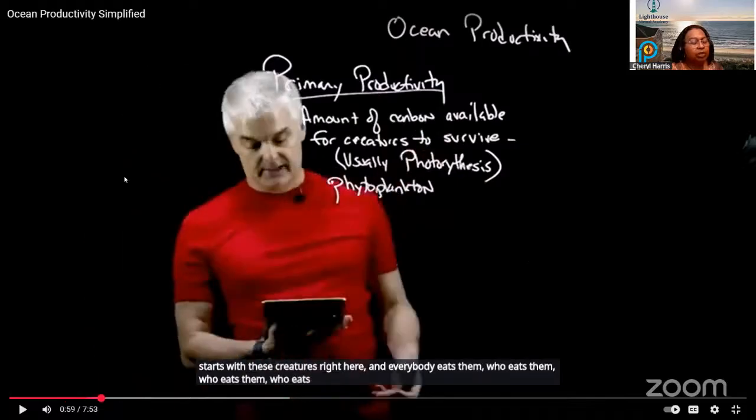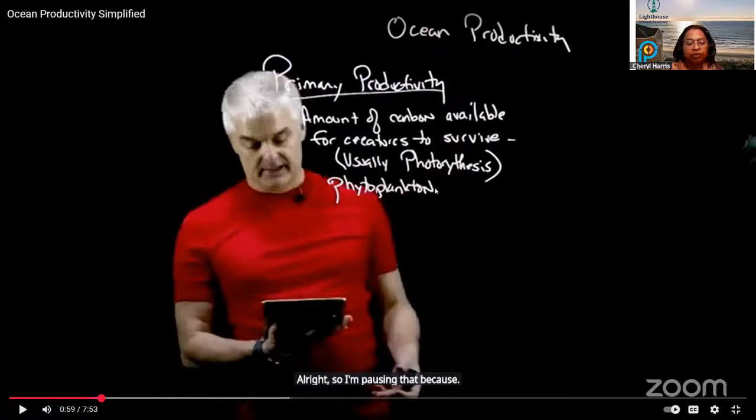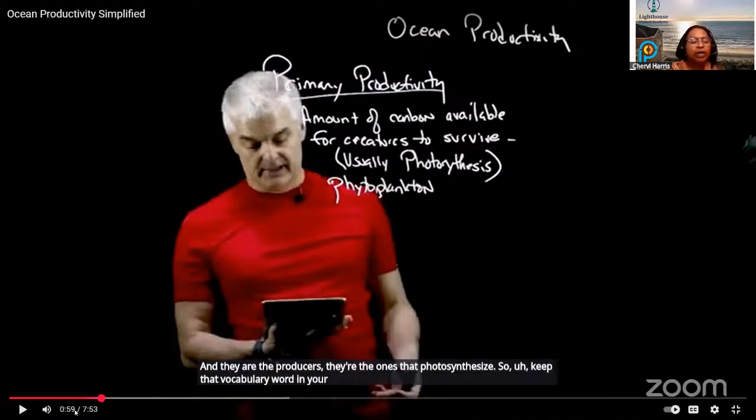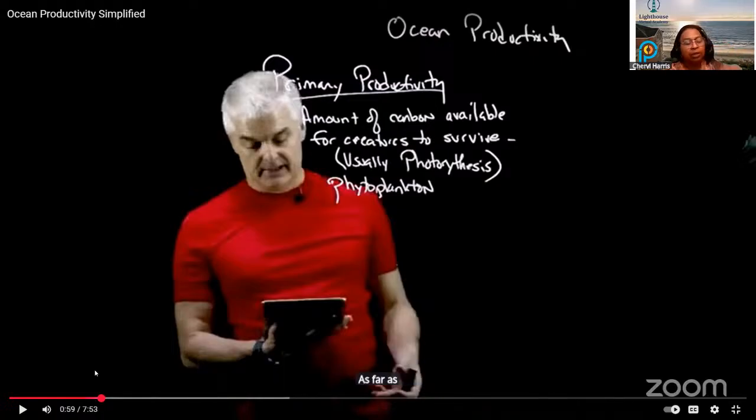All right, so I'm pausing that because that's a vocabulary word, phytoplankton. There's two types of plankton. There's zooplankton. So phyto are the plants, and they are the producers. They're the ones that photosynthesize. So keep that vocabulary word in your mind as far as the bottom or the base of the food chain in this case, because all food chains start with the producers, which are the plants. In the ocean, it's the phytoplankton.